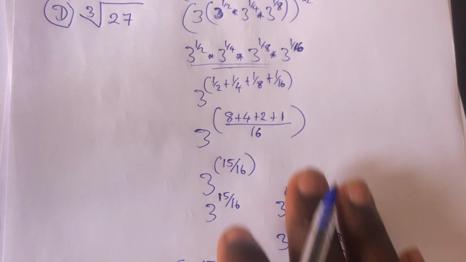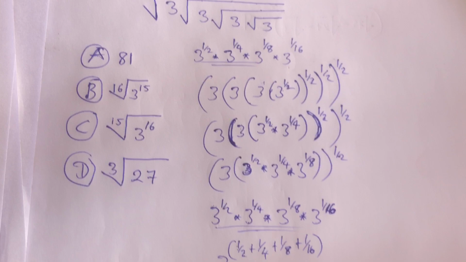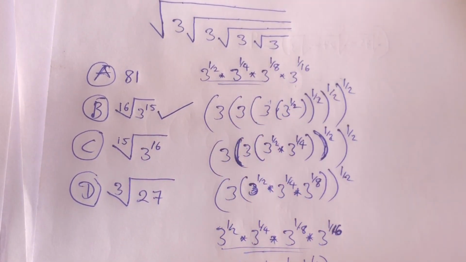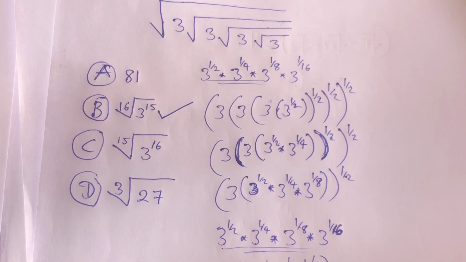So let's go to our options. And yes, B is our answer: the 16th root of 3 raised to power 15. So that is it.